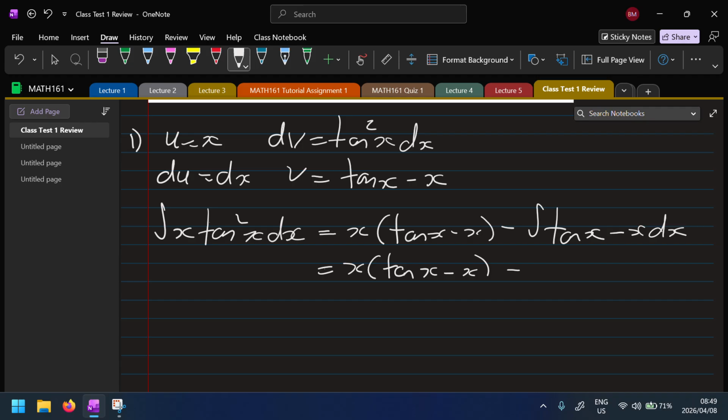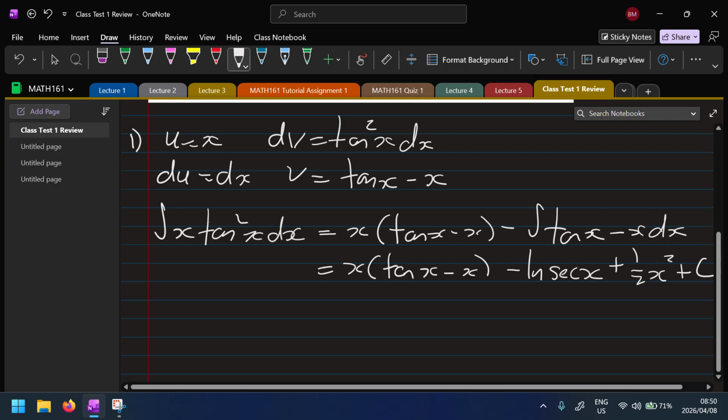What's that? Integral of tan. Someone said ln sec. Yep. Oh yeah, sure. And then we have minus and a minus, so that will be a plus half x squared.